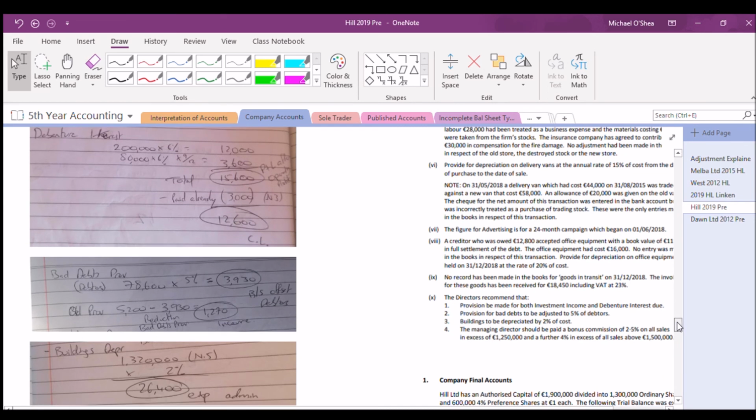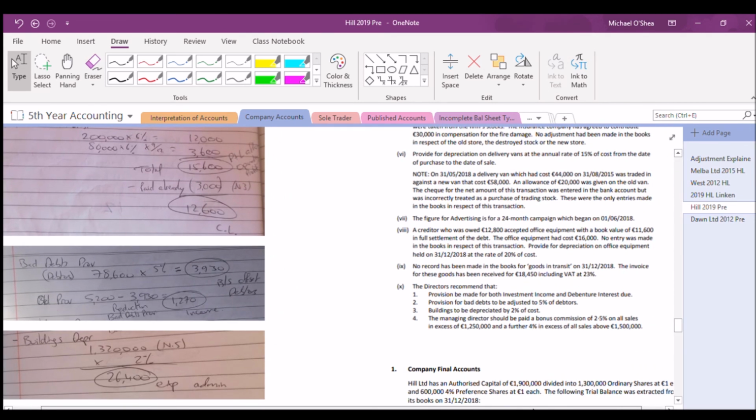I'm going to quickly look at the last one again, just because we've only really seen this in companies. We've only seen this a couple of times. Managing director should be paid commission of 2.5% on all sales in excess of 1.25 million, and a further 4% in excess of all sales over 1.5 million. So we know that everything from 1,250,000 to 1,500,000 will get 2.5%, and everything above that will get a further 4%, which means it's 2.5% plus 4%, obviously being 6.5%.